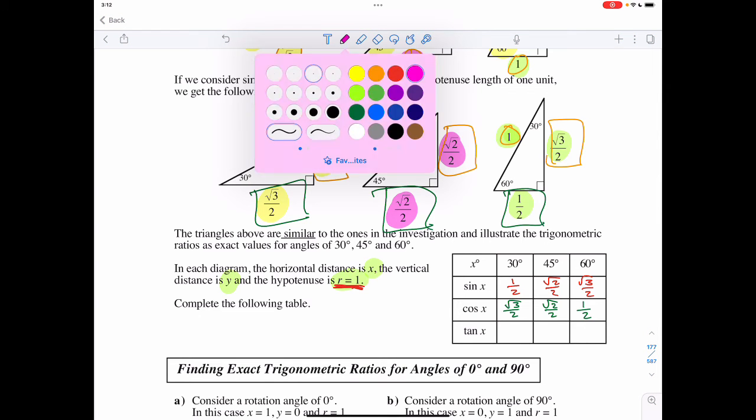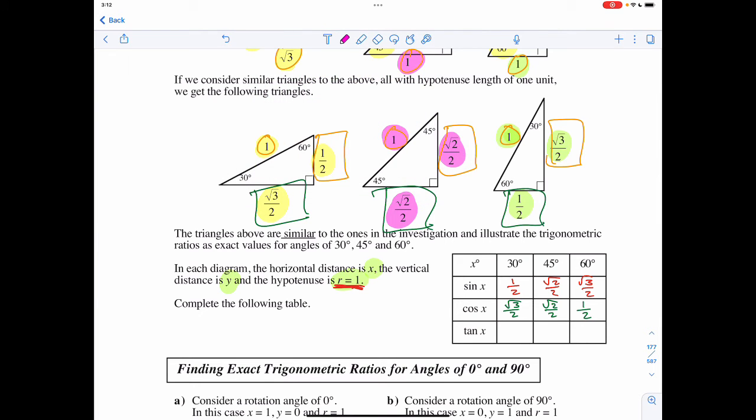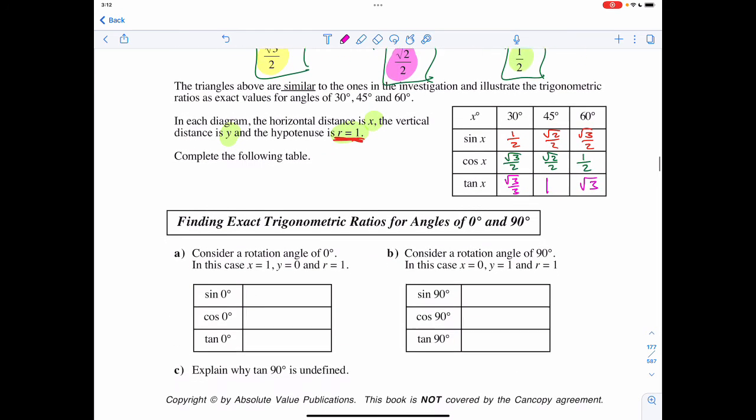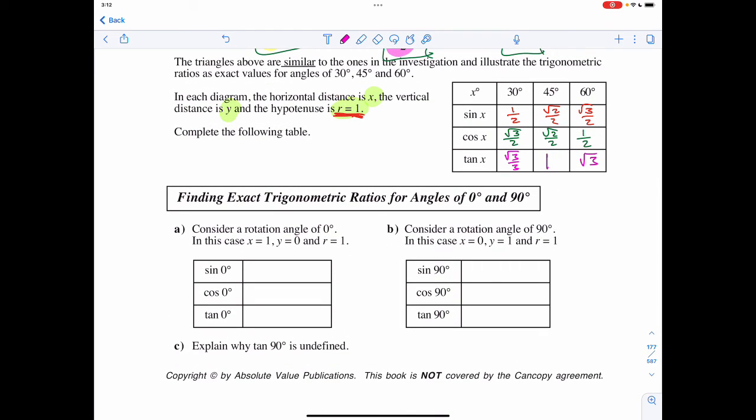The ones that are a little more complicated are my tan values. Tan of 30 degrees is root 3 over 3. Tan of 45 is 1. And tan of 60 is just root 3. Those ones are not obviously evident in these special triangles. So that takes care of 3 of my special angles. The other 2 special angles are going to be 0 degrees and 90 degrees.